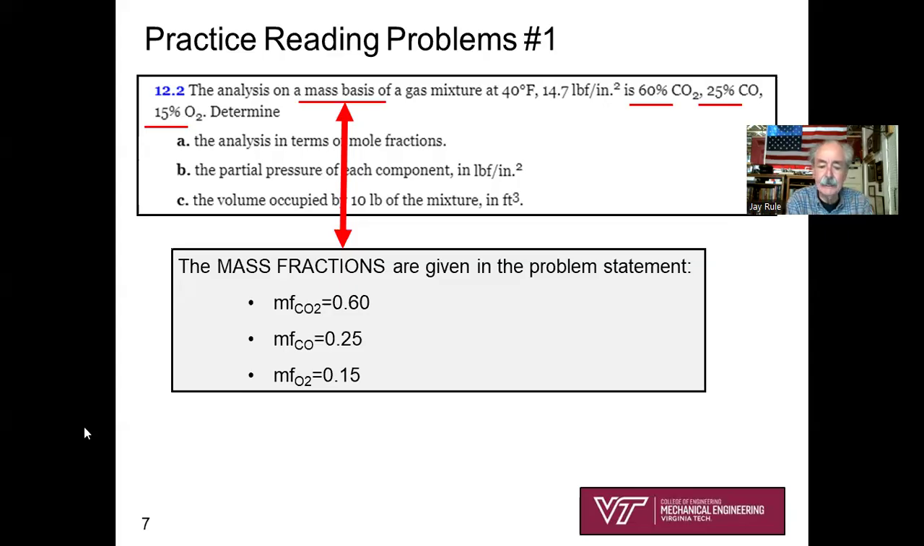Mass basis. So that says the mass fractions are given. And so for this particular problem, the mass fraction of CO2 is 0.6, mass fraction of carbon monoxide 0.25, and mass fraction of oxygen 0.15. So if within this system you had 10 kilograms of this mixture, you'd have 6 kilograms of CO2, 2.5 kilograms of CO, and 1.5 kilograms of oxygen. So you can see how the words in the problem tell you what your given information is.